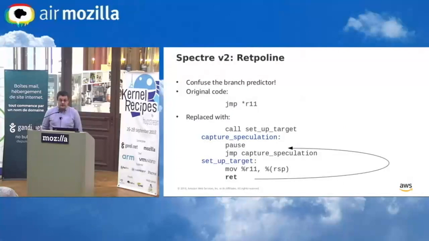But the CPU is going to predict that return goes just after the call instruction, because that's what returns do normally, right? So we're abusing the return predictor, and that's basically going to capture speculative execution. It just goes into an endless loop there. So the instructions that are running speculatively just go into an endless loop. And then, yes, we get a pipeline stall, and we end up going to where we wanted to go.